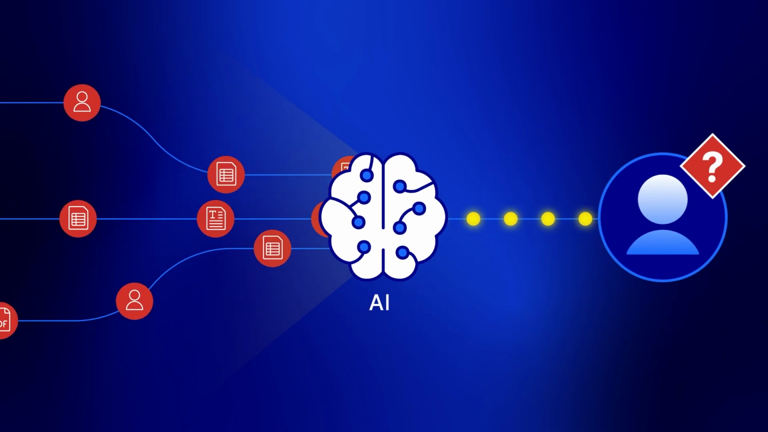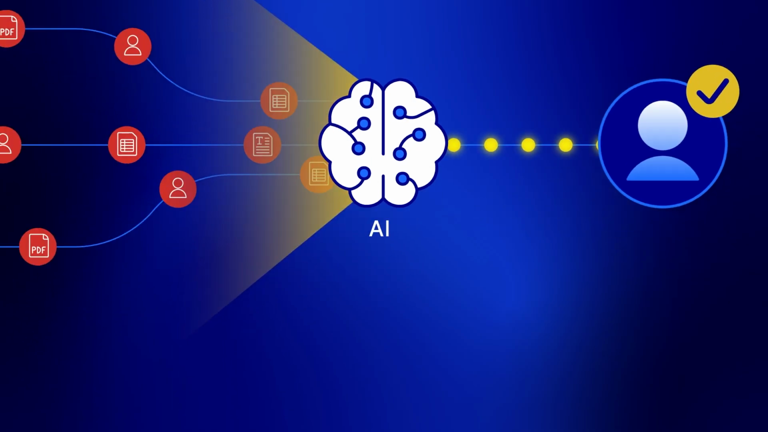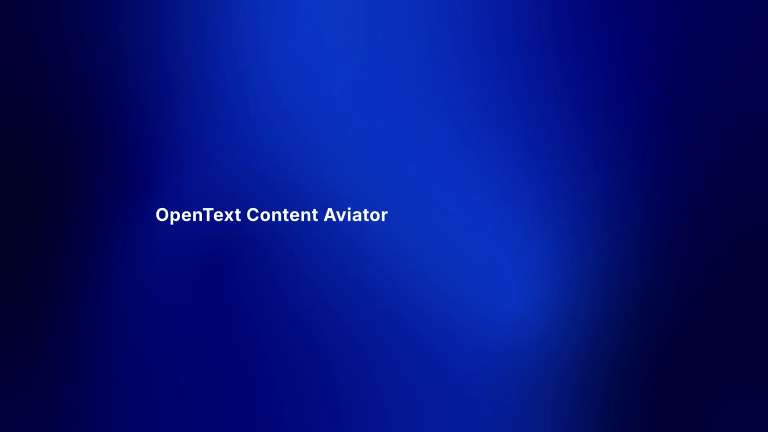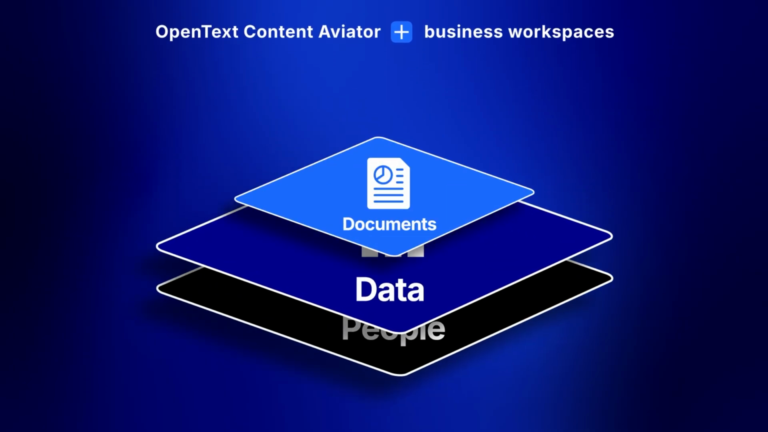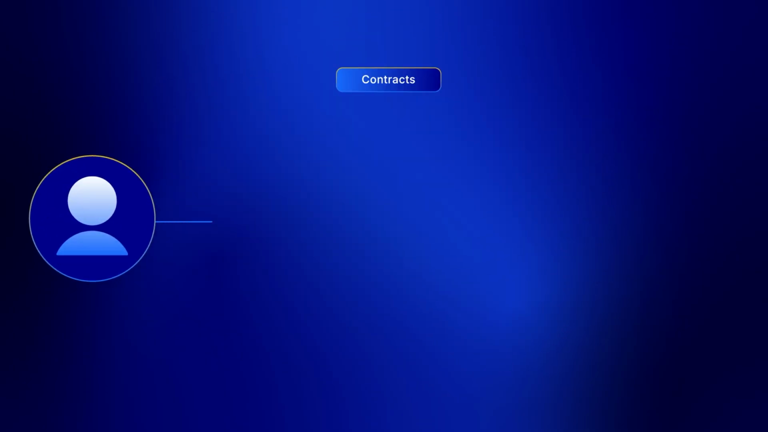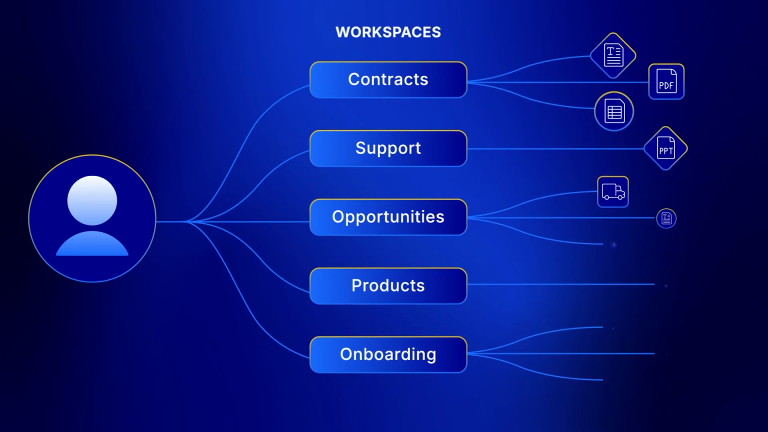AI is only as good as the information supporting it. In this demo, see how OpenText Content Aviator uses business workspaces to understand people, data, documents, and connections for the context it needs to deliver accurate, relevant insights.